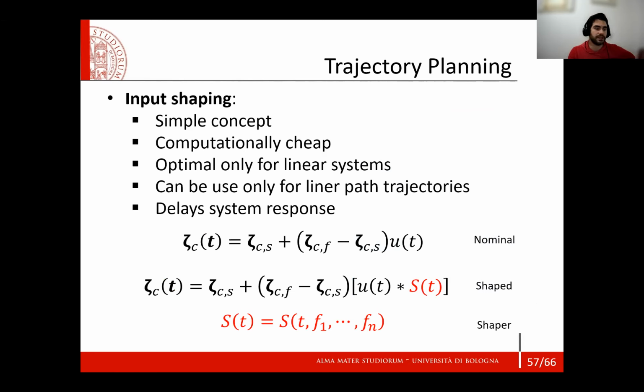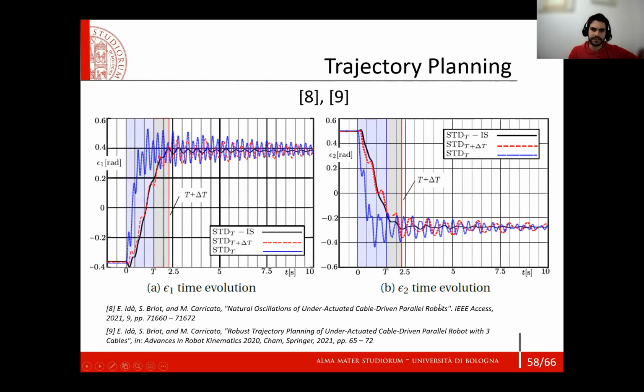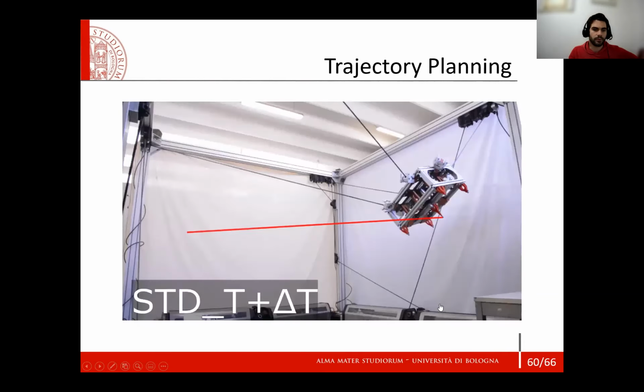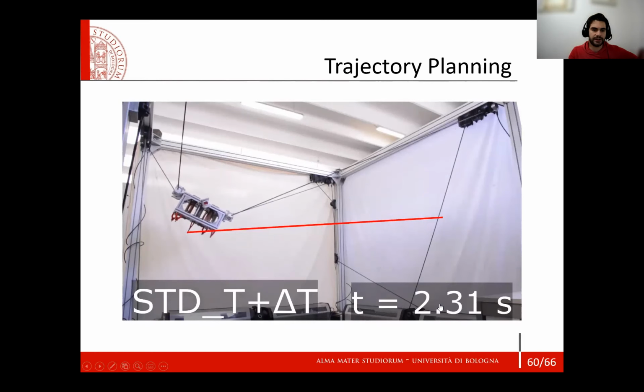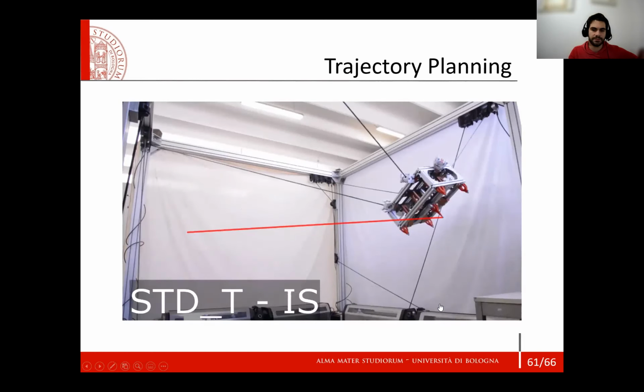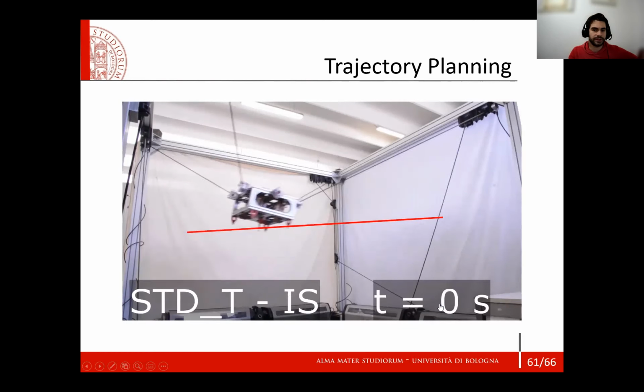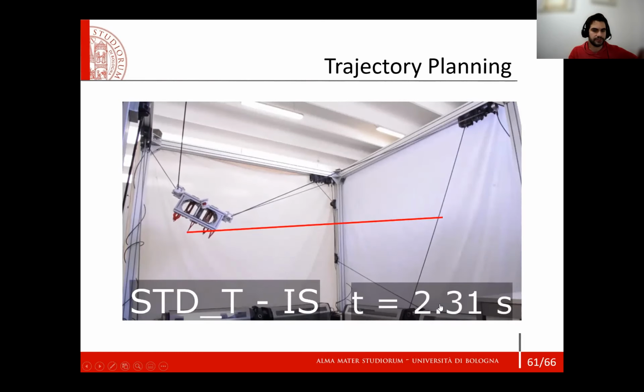If we know the natural oscillation frequency of the system, basically we can devise this shaper and convolve this function, which is the shaper, with an original path of our system. We end up with a trajectory planner that helps the system minimize oscillation both during the path and at the end of the trajectory.